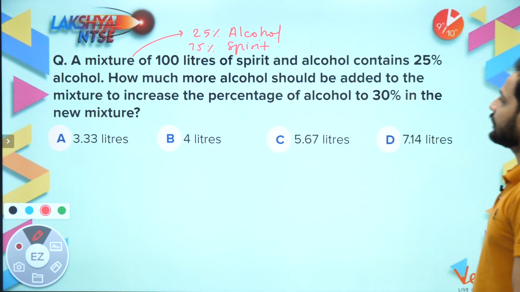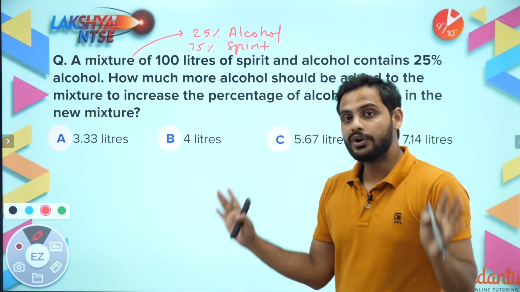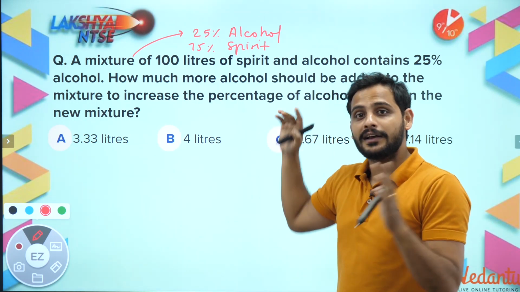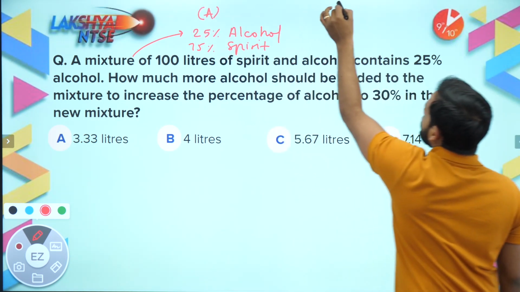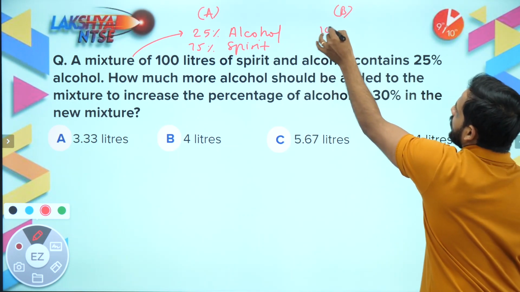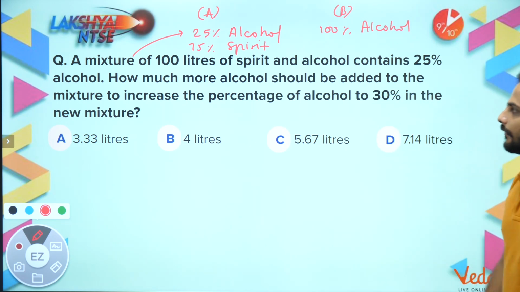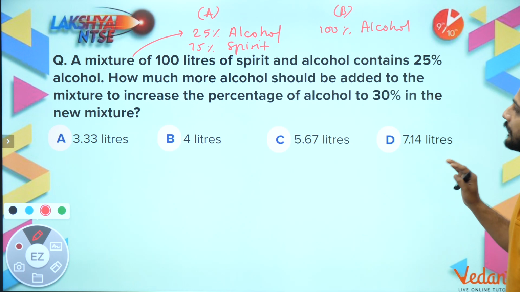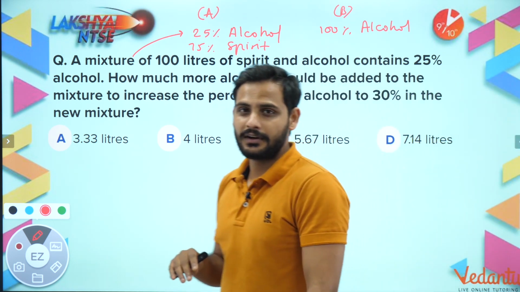Now, how much more alcohol should be added? Only alcohol. So this is your mixture A. Mixture B, you are only adding alcohol, so mixture B is 100% alcohol. How much more alcohol should be added so that the percentage of alcohol increases to 30%? So at the end you want 30%.